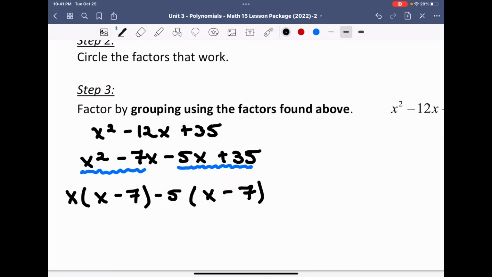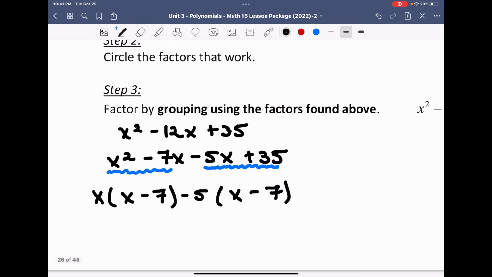All right, now we want to say, what is the common term here? It's x minus 7. They both share an x minus 7. And what am I left with? The two terms that are connected to those x minus 7s, and they become my second factor. So now I've taken a trinomial, and through the method of grouping, I've been able to factor this into a product of binomials.